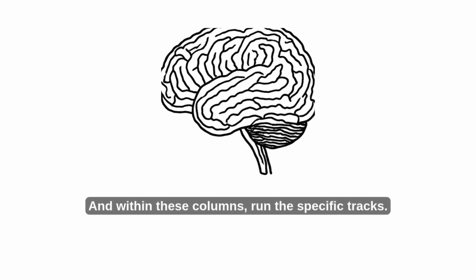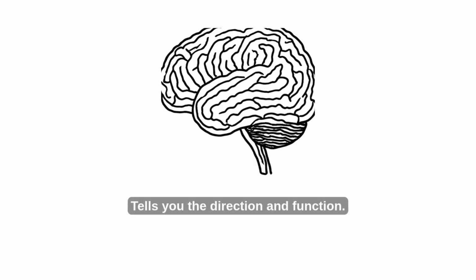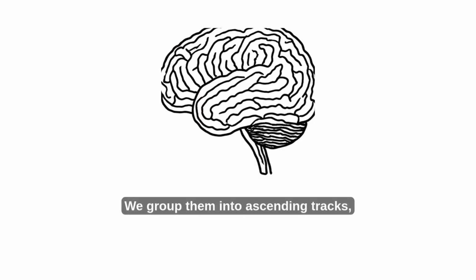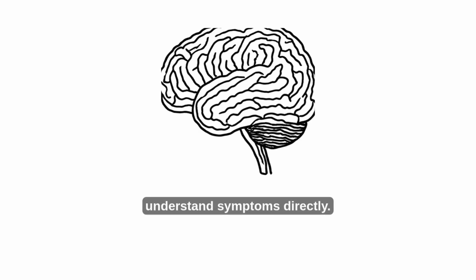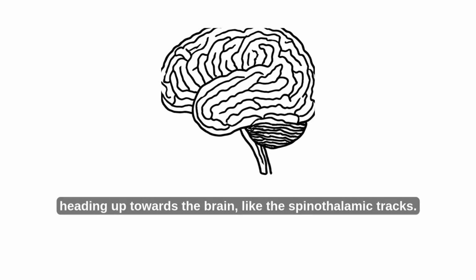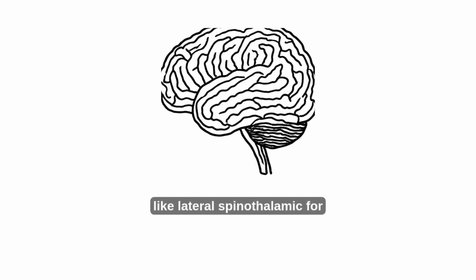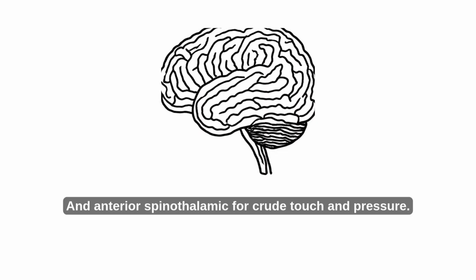And within these columns run the specific tracts. And the naming convention here is really helpful, isn't it? Tells you the direction and function. It's perfect. If you know the name, you know what it does. We group them into ascending tracts, sensory info going up to the brain, and descending tracts, motor commands coming down from the brain. And this is where knowing the neuroanatomy helps you predict or understand symptoms directly. If a tract name starts with spino, it's sensory, heading up towards the brain, like the spinothalamic tracts. Right, like lateral spinothalamic for pain and temperature. Exactly, and anterior spinothalamic for crude touch and pressure.